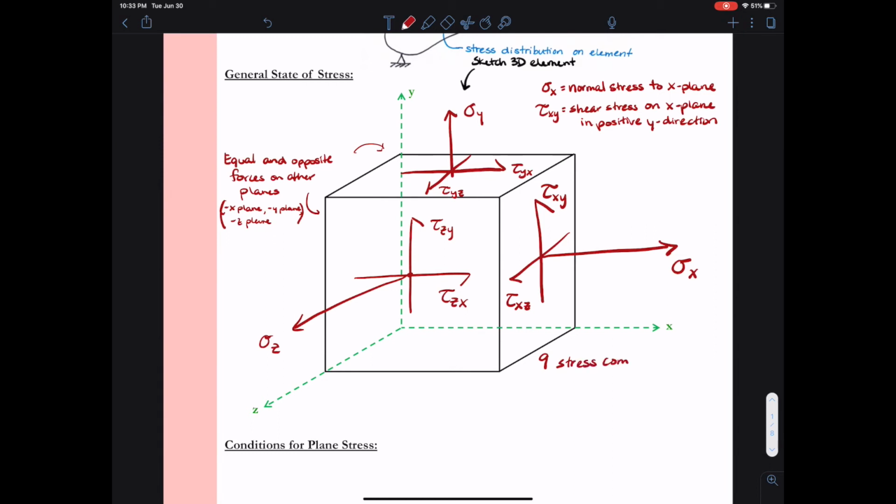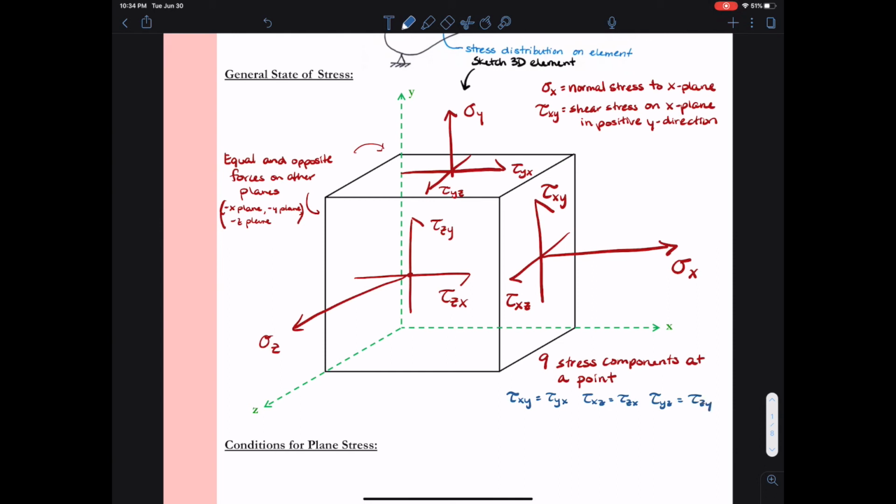Counting up the variables, we see that we have 9 stress components to define the state of stress at a point. In fact, if you go on to advanced mechanics and materials, you might even refer to the stress matrix. It would be a 3x3 matrix representing the stress components at this point. However, we will see from equilibrium that tau xy has to equal tau yx, and likewise tau xz equals tau zx, and tau yz equals tau zy.